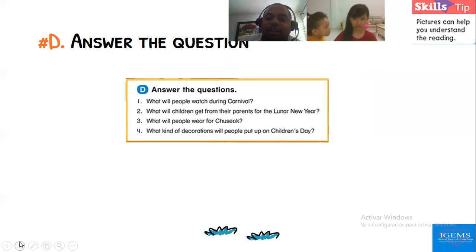So let's see the next one, Bonnie. Number two, what will children get from their parents for the lunar year? I mean, we already answered this one. Number three, what will people wear for shoes walk? Many people will return to their home to eat rice cakes. Rice cake, yeah, that is in Japan. That is in Korea. In Korea, they eat a lot of rice. Same as in Japan, same as in China, same as in the Philippines.